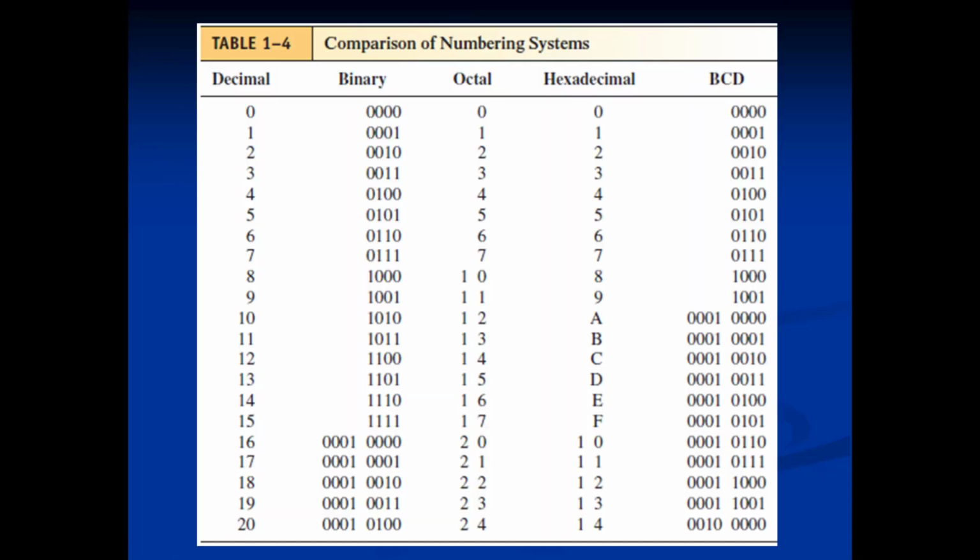So here's just a table of numbering systems, basically showing representations of decimal 0 to decimal 20 in all of the different numbering systems that we've covered so far.